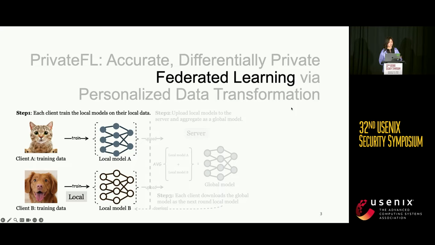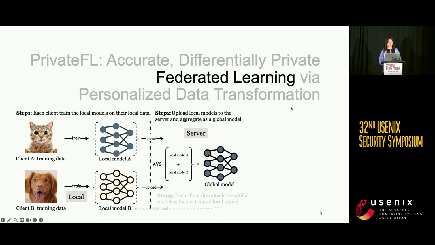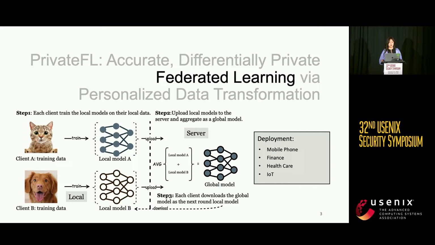The first step is that each client trains a local model on their local data. The second step is that the clients upload the local models to the server, and the server aggregates all the local models into a global model. The third step is that each client downloads the global model as the next round's initial local model. Federated learning has been deployed in many areas, for example, mobile phones, finance, healthcare, and also Internet of Things.